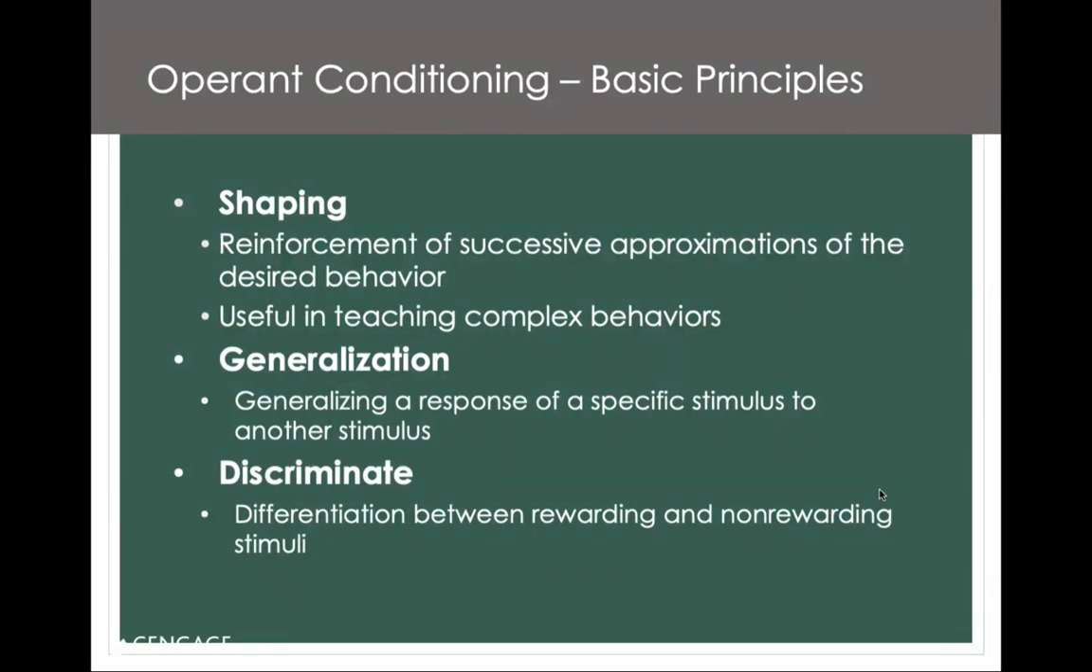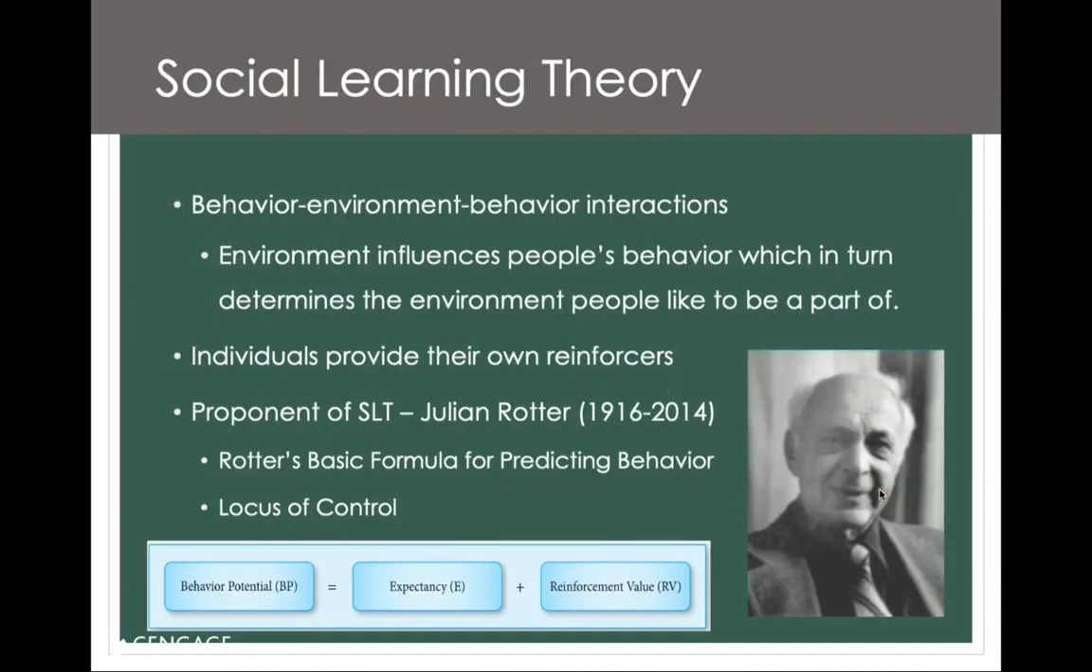Discrimination is when you're able to differentiate between rewarding and non-rewarding stimuli. So discrimination under operant conditioning means that the dog only responds to the sound of the whistle, not to the sound of the car, not to the sound of the honk. And so that's an example of discrimination. So these are the three basic principles of operant conditioning. And now we're going to shift gears towards social learning theory.